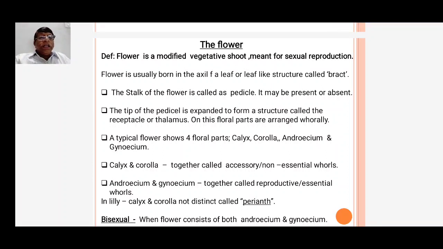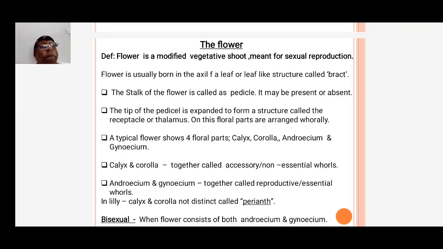But if we examine a plant like lily, onion flower, or Michelia, Sampige flower, we can't differentiate calyx and corolla. Which is calyx, which is corolla? We can't differentiate. Such a structure is called perianth. Okay. Next.